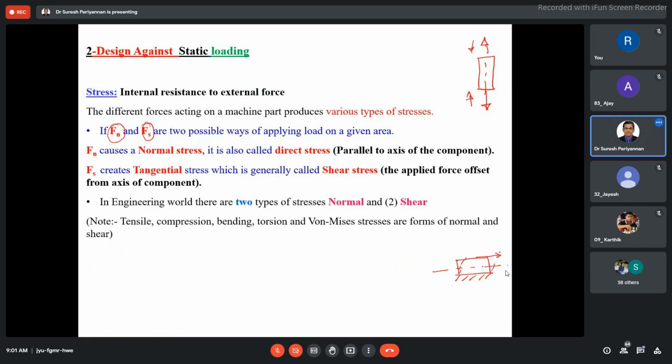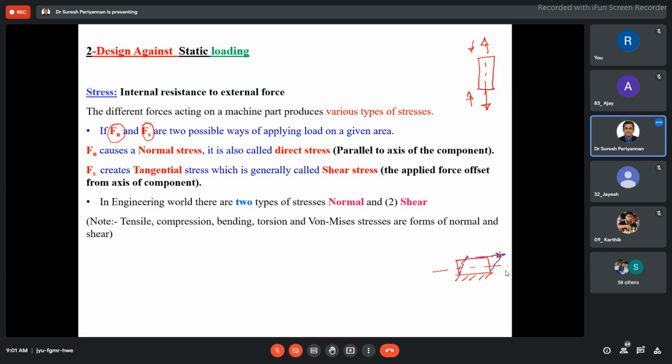Okay, I take another color. This is shear. This is the sheared area, where the force is acting. This is the corresponding sheared area, which we have to consider for finding the stress.